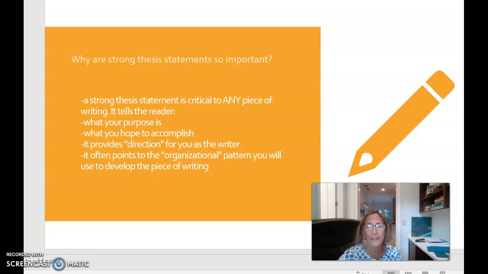Why are they important? It is critical to any piece of writing because it tells the reader what your essential purpose is, what you're hoping to accomplish. It provides direction for you as the writer, and it often points to the organizational pattern that you'll be using. In other words, is this going to be a cause and effect essay, a comparison and contrast essay? Is it going to be an argument essay? That direction should be obvious in your thesis statement.